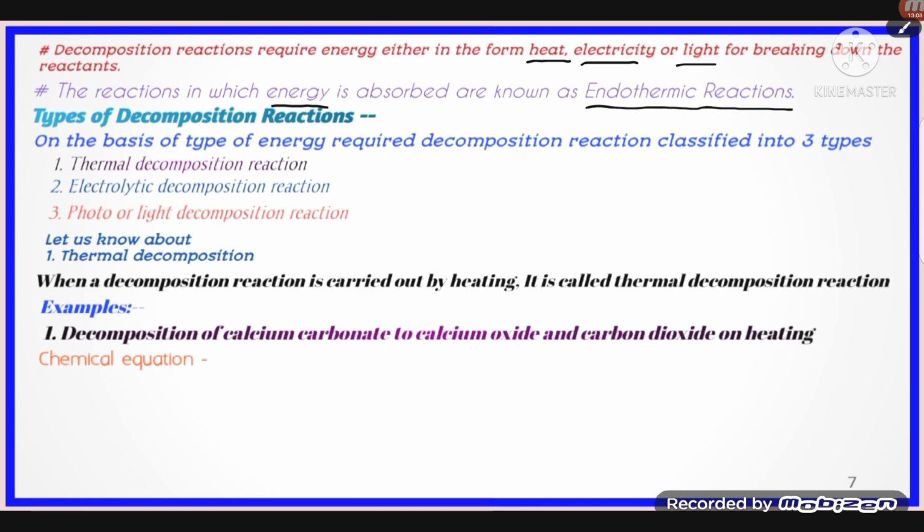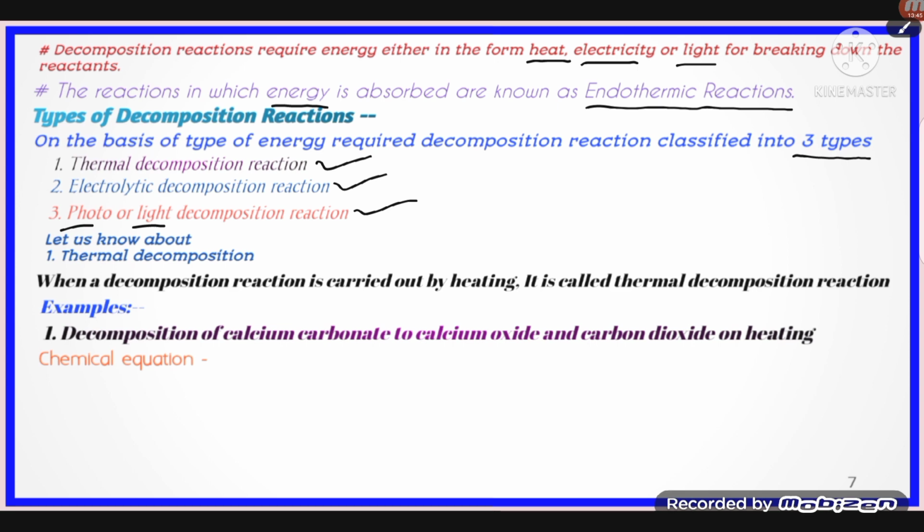Types of decomposition reactions. On the basis of the type of energy required, decomposition reactions are classified into three types. First one is thermal decomposition reaction, second one is electrolytic decomposition reaction, third one is photo or light decomposition reaction. Let us know about thermal decomposition reaction. When a decomposition reaction is carried out by heating, it is called thermal decomposition reaction.